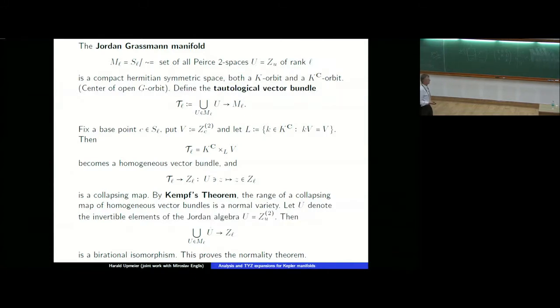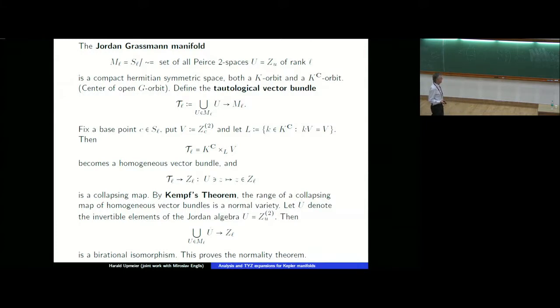So that is a so-called collapsing map in the sense of George Kempf. And his theorem is: the range of a collapsing map for a homogeneous vector bundle is a normal variety. And that's it. That precisely fits in our setting.